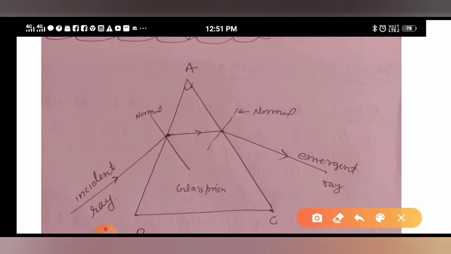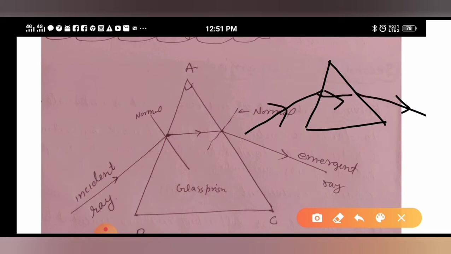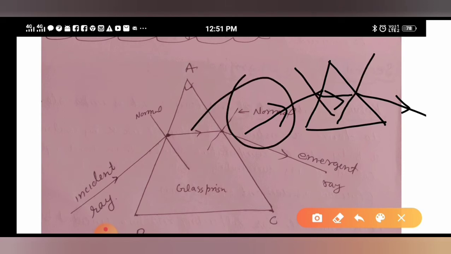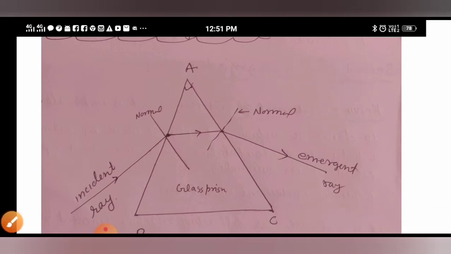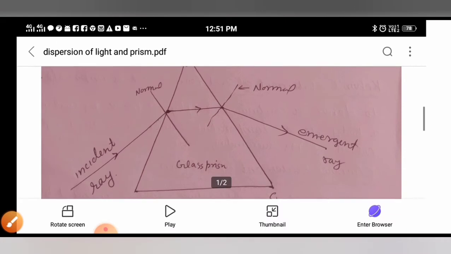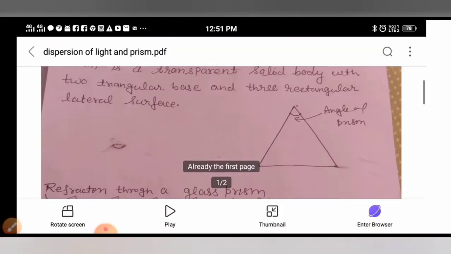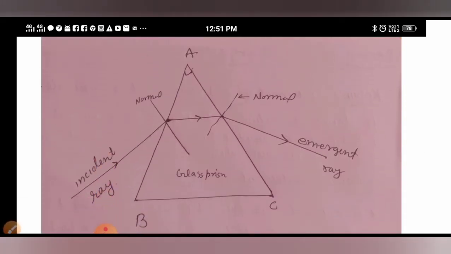Once again I can draw it at the side. This is your prism. The ray is entering, then it will bend, so it forms three rays. These are two normals, and of these rays, the first is called the incident ray, the second is called the emergent ray, and this central one you can call the refracted ray. So this is a simple diagram showing the refraction through prism.